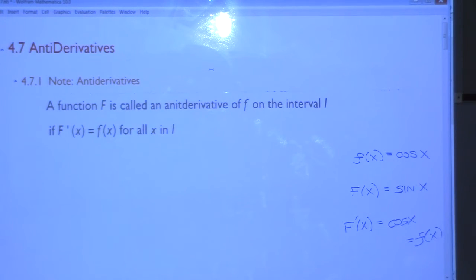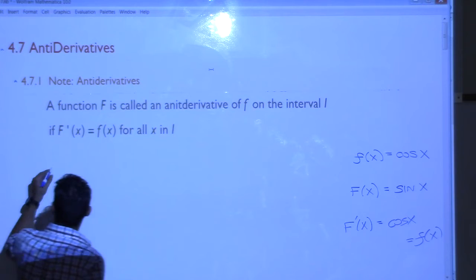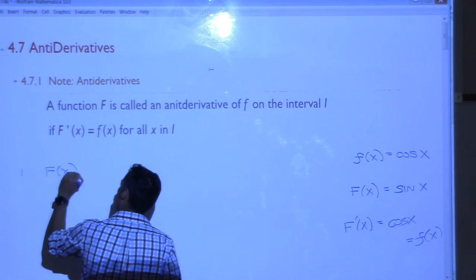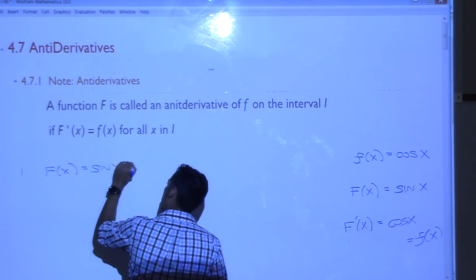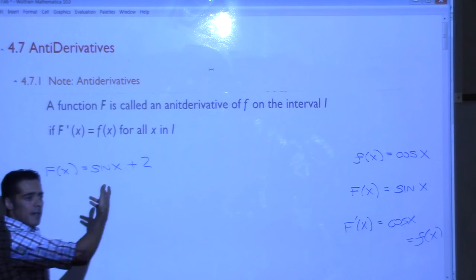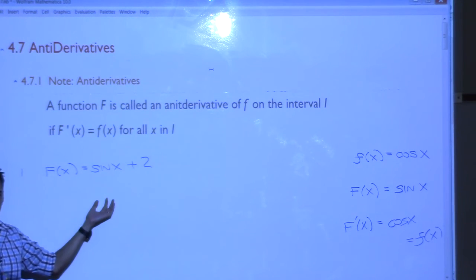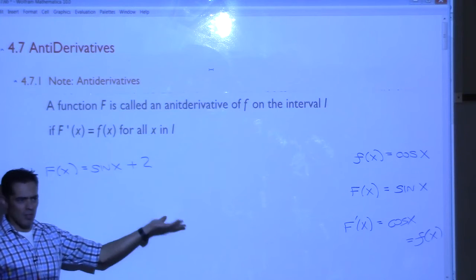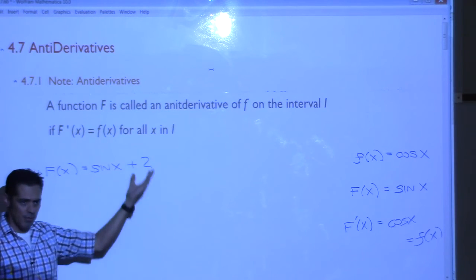So that's one example. Another example would be capital F of x equals sine x plus 2. Because when we take the derivative of that, you still get your cosine, right? But this just goes away, right? Derivative of 2 is 0.